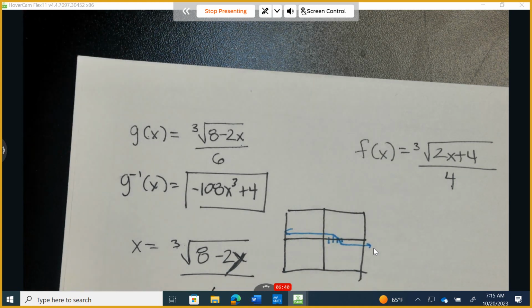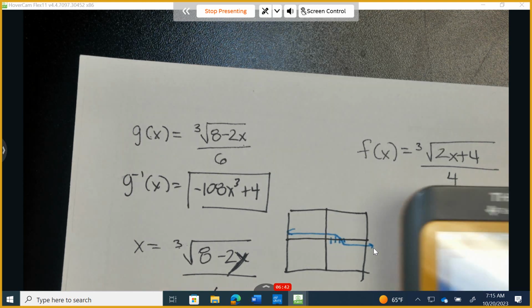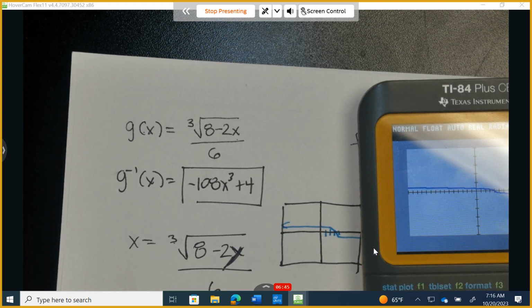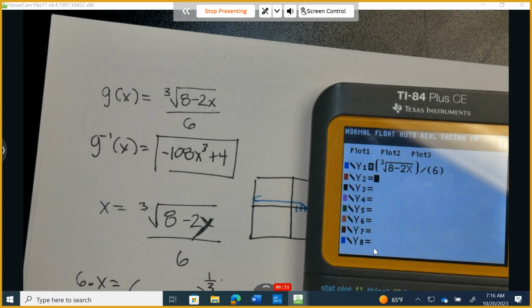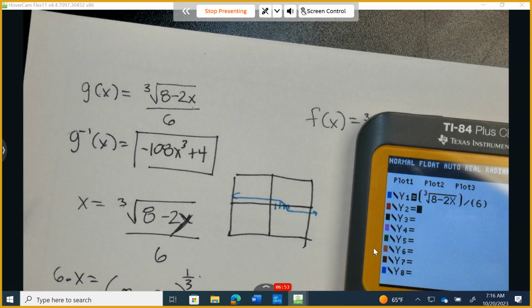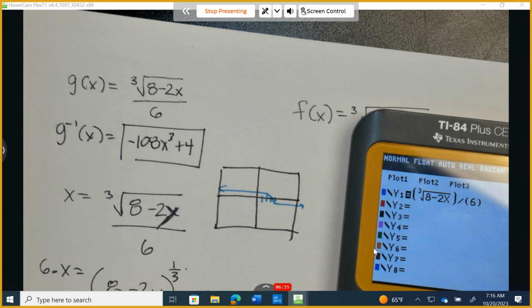Okay, next up, our next one. So we're going to leave this on. It's very nice compared to the older calculators that you guys have, or the one I have at home that doesn't have the color feature. So go back up to y equals, do not erase that. Let's go down to the second option that happens to be in red.